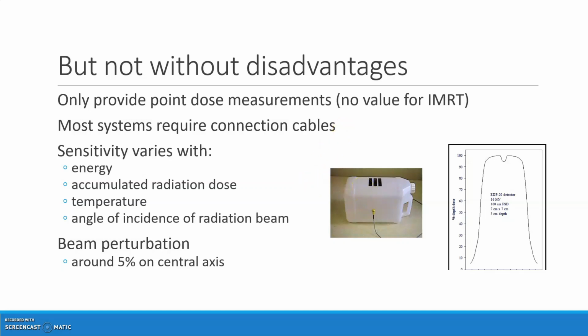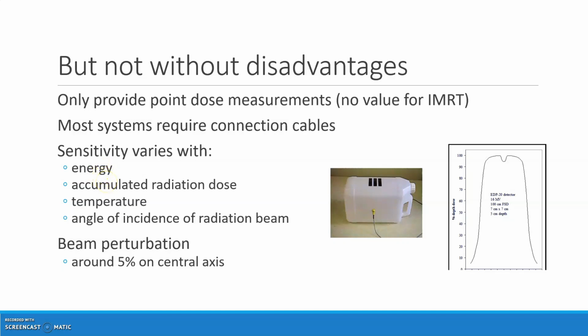Also, we need to be careful that their sensitivity varies with a number of things, and so we need to think about how we calibrate them. So firstly, their sensitivity varies with energy. You can only use diodes in the energy range in which they're expected to be used. They also lose sensitivity over time. So as you use these more and more, their sensitivity decreases, so you have to calibrate them every month or so to allow for that effective radiation dose.